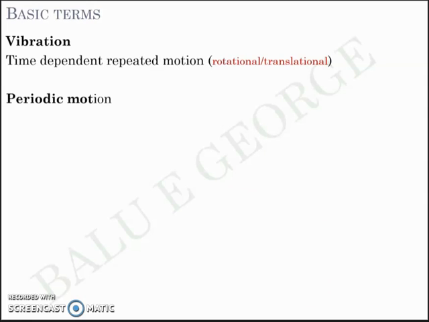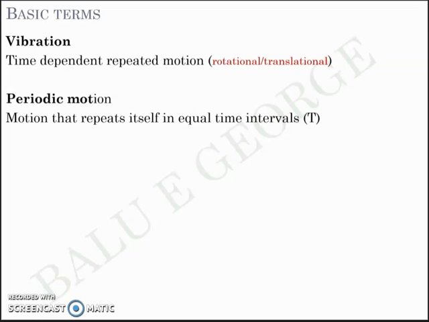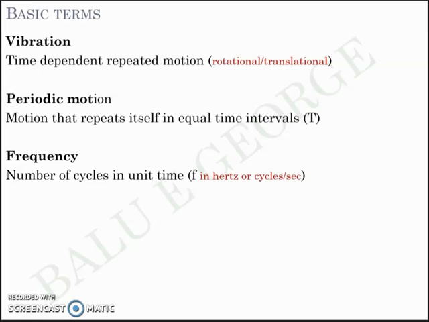Now, periodic motion is a motion that repeats itself in equal time intervals. It's not arbitrary, it's equal time intervals. So that's a periodic motion. Now the time interval is usually represented as capital T. Frequency is a number of cycles in unit time. Frequency is usually represented as hertz or cycles per second.